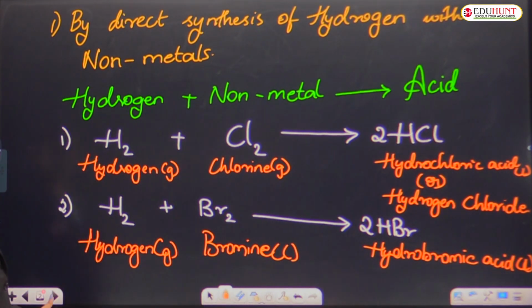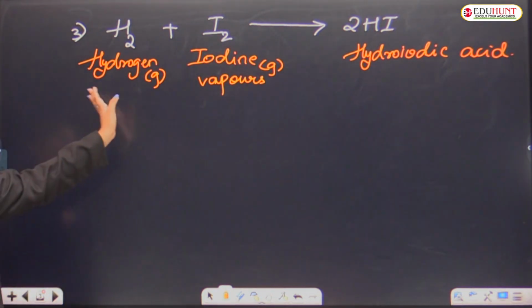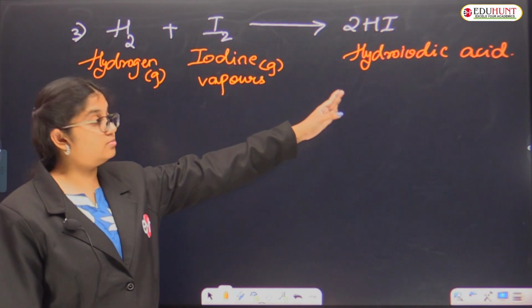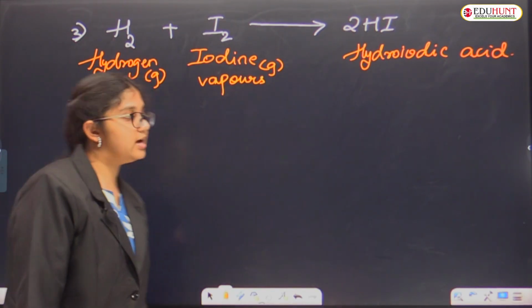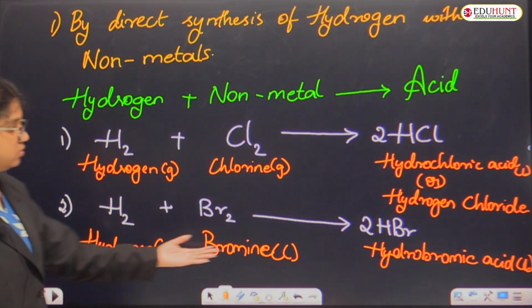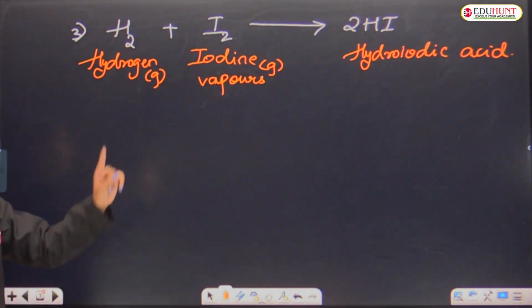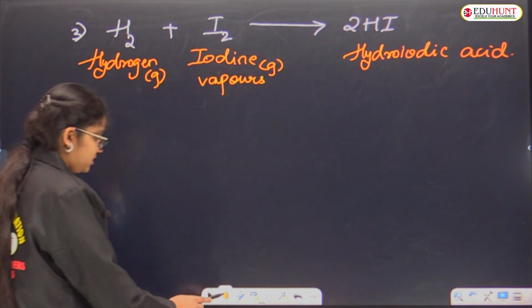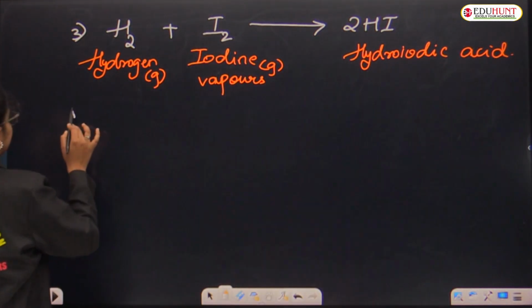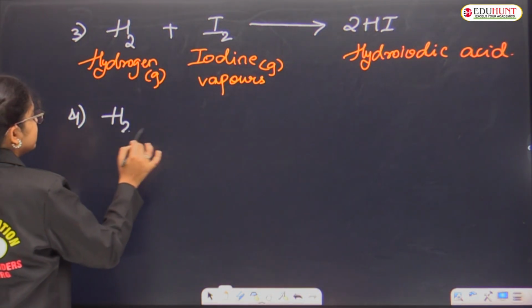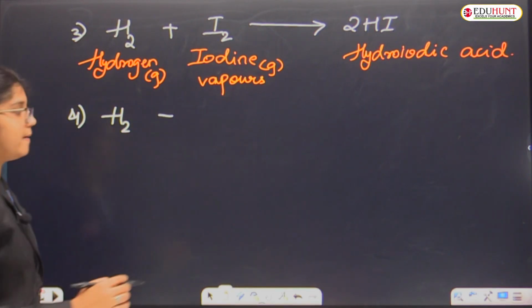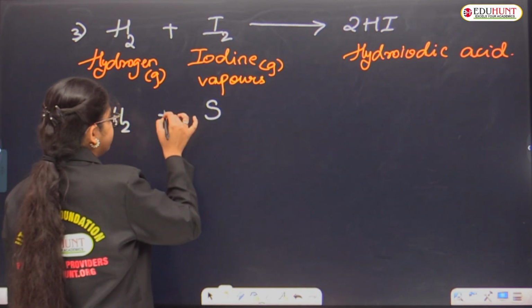Fine? Now, hydrogen plus iodine vapors gives rise to hydroiodic acid. Similar to this only, no? Hydrobromic acid, hydrochloric acid. Similarly with that, hydroiodic acid. One more example, last example for you. Fourth example is when I take hydrogen plus sulfur.